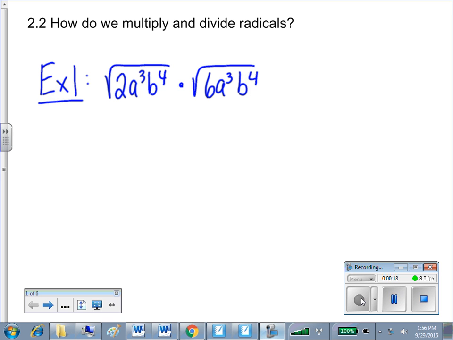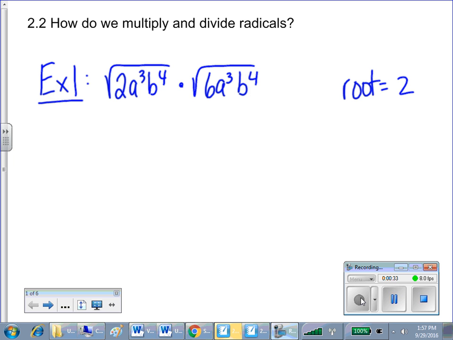Okay, so first thing, notice the root. I'm just going to make a note of the root. So the root for this particular problem is 2. It's a square root. The only reason I'm doing that is just so I know, when I do eventually want to break anything down, I know the root is 2.